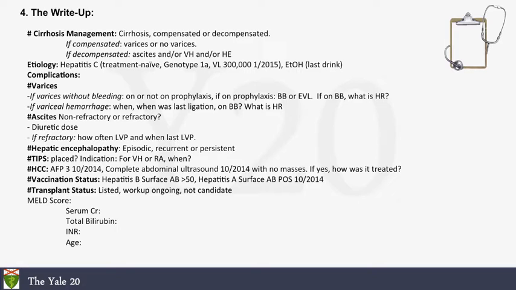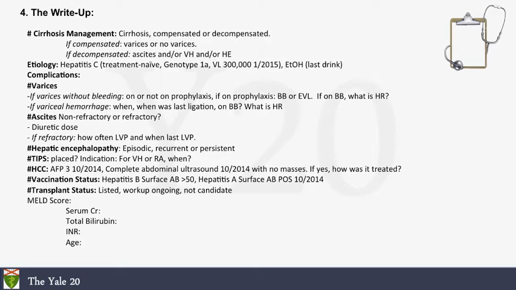So for varices, if you have varices without bleeding, were they on prophylaxis? If on prophylaxis, have they gotten a ligation? Which beta blocker are they on? If they're on beta blocker, what's their heart rate? If they have had bleeding, so this is decompensated already, when was the last ligation? Make sure they're on beta blockers, and what is the heart rate?